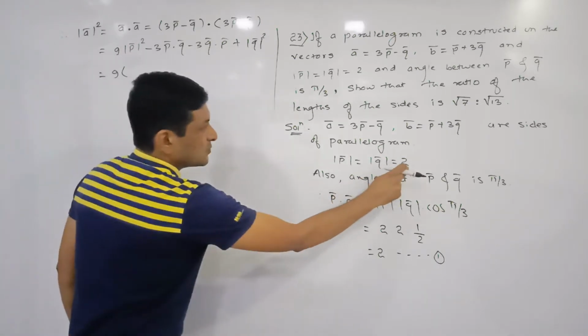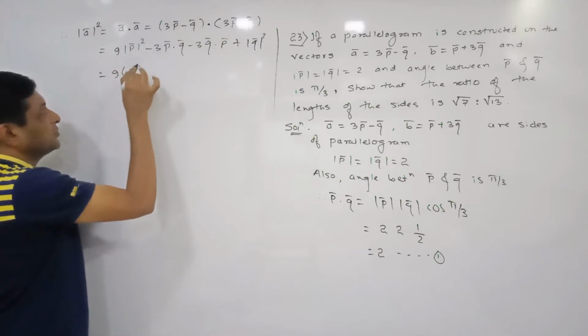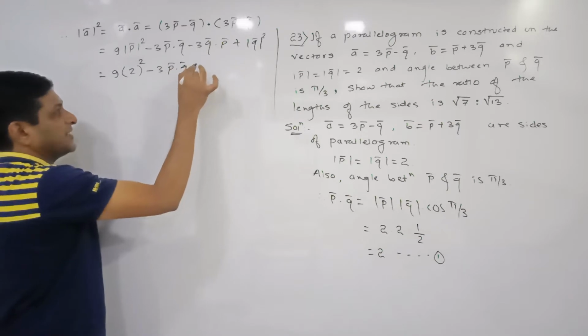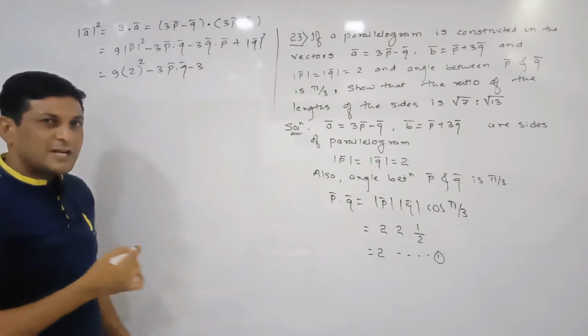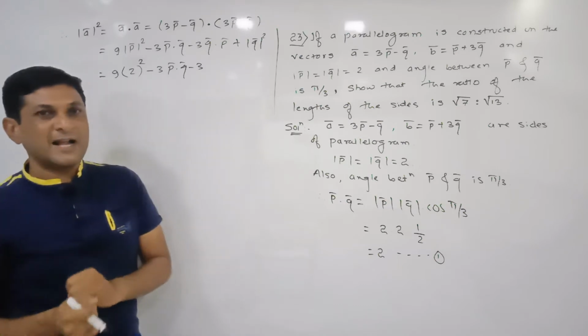Once these values are known to us, keep this 9 as it is, but we know that the magnitude of p bar is equal to 2, and the magnitude of q bar is also equal to 2. So replace it by 2, keep the square as it is, minus p bar dot q bar also as it is, minus 3 also as it is. We know that the dot product is commutative, meaning a bar dot b bar is equal to b bar dot a bar.